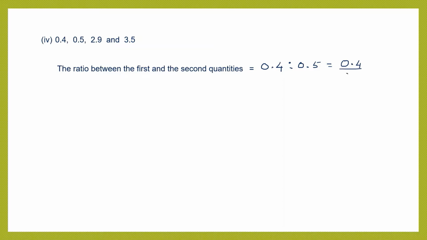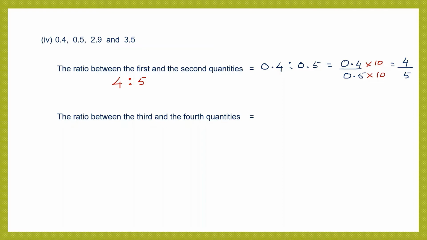Let's go to the fourth question. Now here we have decimal numbers. There are four quantities, they're all decimal numbers. And let's start. The ratio between the first and the second quantities is 0.4 is to 0.5. That means, write it as a fraction 0.4 by 0.5. Now let's remove the decimal point by multiplying it by 10 into 10. So I get 0.4 into 10 is 4 and 0.5 into 10 is 5. So my fraction is 4 by 5. My ratio is 4 is to 5. So I've got 4 is to 5 as the ratio between the first and the second quantities.